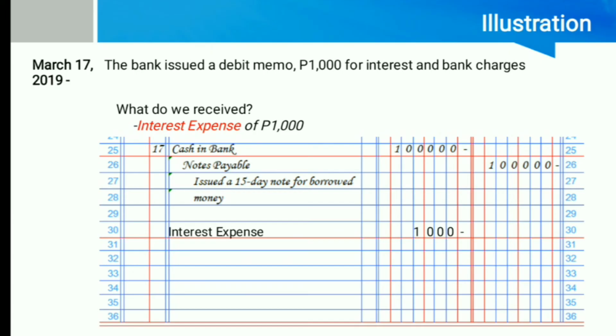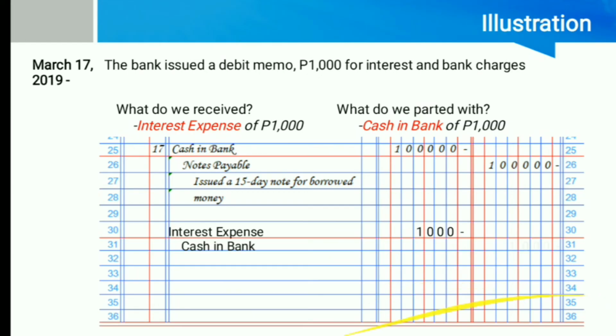If you notice, we are no longer writing down the date. Now, what do we part with? The transaction says that the bank issued a debit memo of 1,000 pesos. The debit memo is the opposite of the credit memo. If the credit memo is an addition to the bank account because it's a deposit, then the debit memo is a reduction from the bank account. It's a withdrawal. Therefore, the cash in bank balance is reduced by the debit memo of 1,000 pesos. Cash in bank is an asset account, so in order to reduce it, we need to credit it. This is now our credit entry, cash in bank of 1,000 pesos. So we have it here in the general journal: cash in bank credit of 1,000 pesos. This is to record the payment of bank interest.